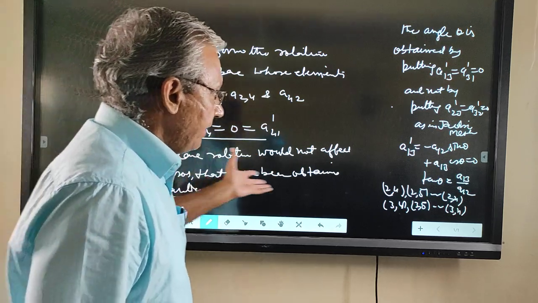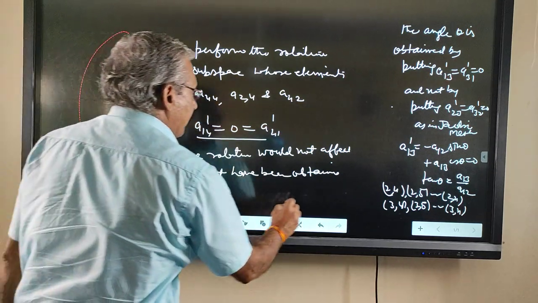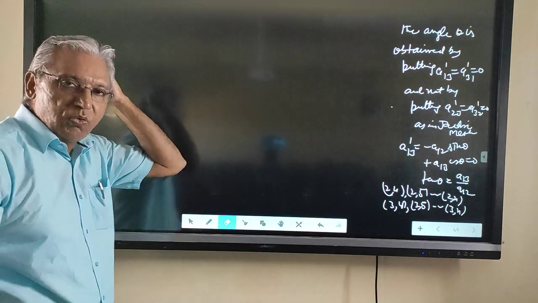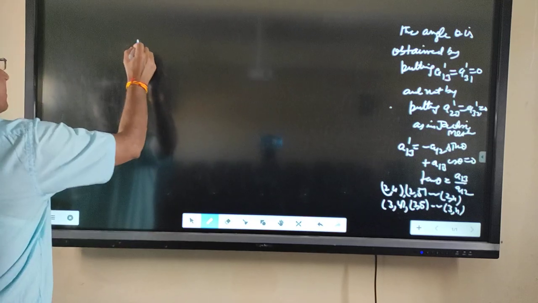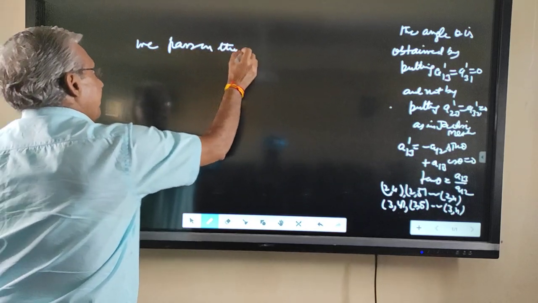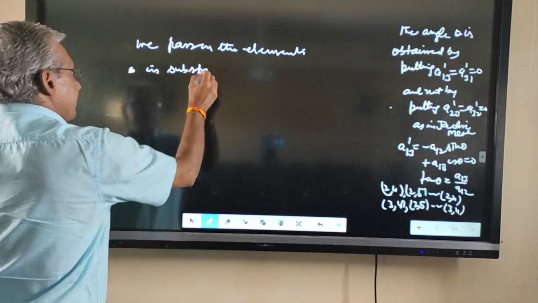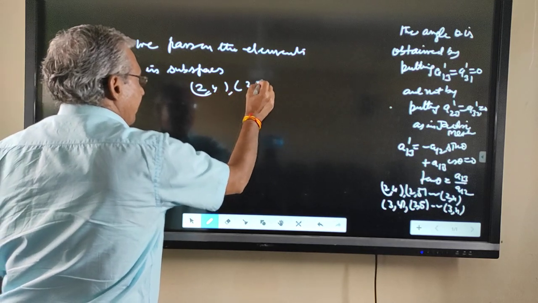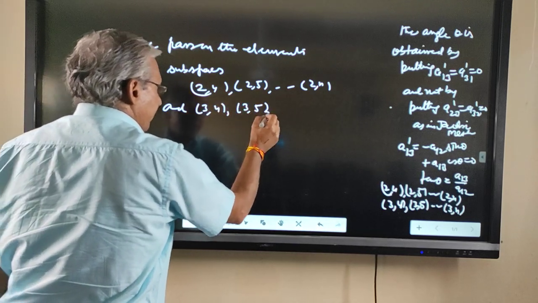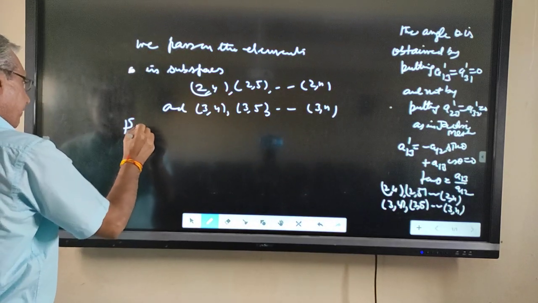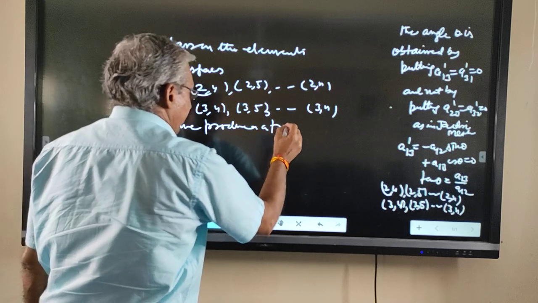Similarly, proceeding in this way, we finally obtain a tridiagonal matrix. We choose the 2-4, 2-5 and so on up to 2-n subspaces, thereafter 3-4, 3-5 and so on up to 3-n. Finally, we produce a tridiagonal matrix.